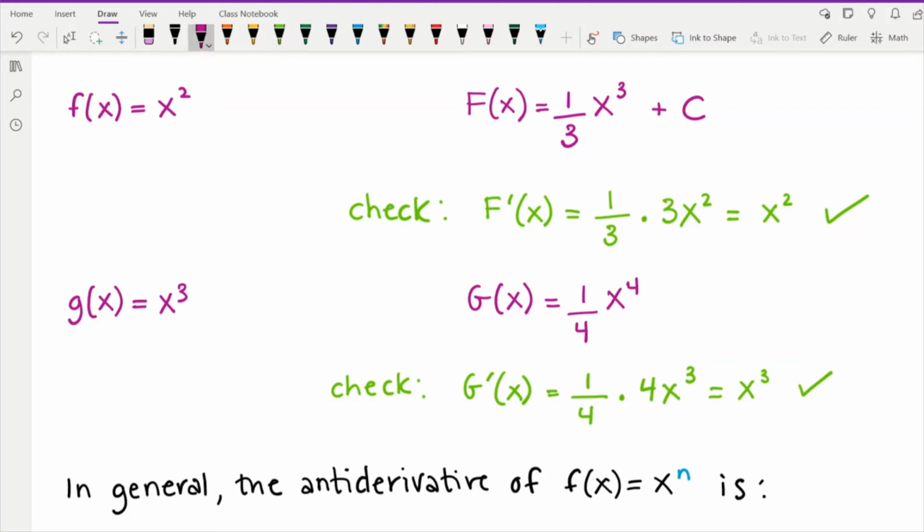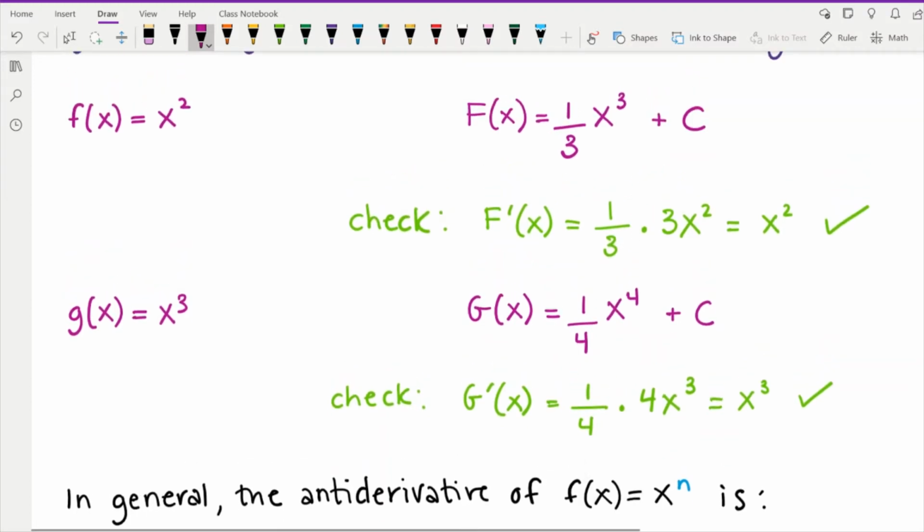And actually, I forgot something. So what did I forget? I forgot to put plus c. It's very easy to forget the plus c, but don't do it, right? If we're talking about the general antiderivative, you need to write plus c, or else you're actually just writing down one specific antiderivative rather than the most general one. But yeah, so this rule is going to work in general.